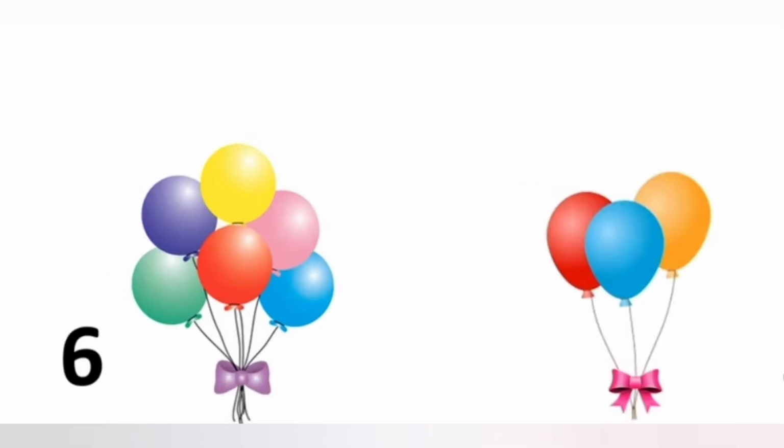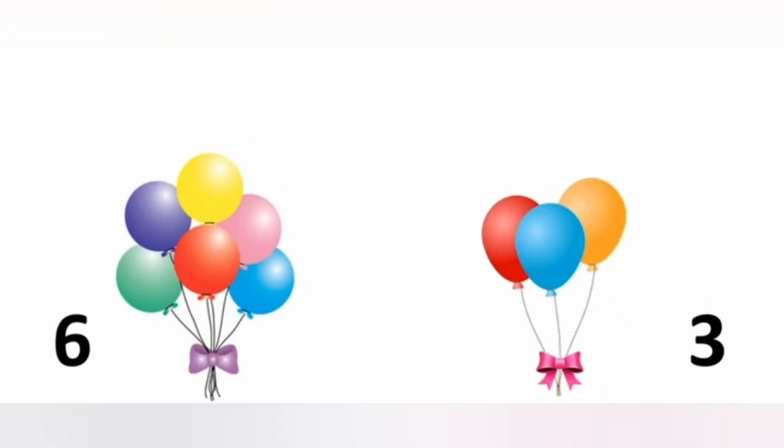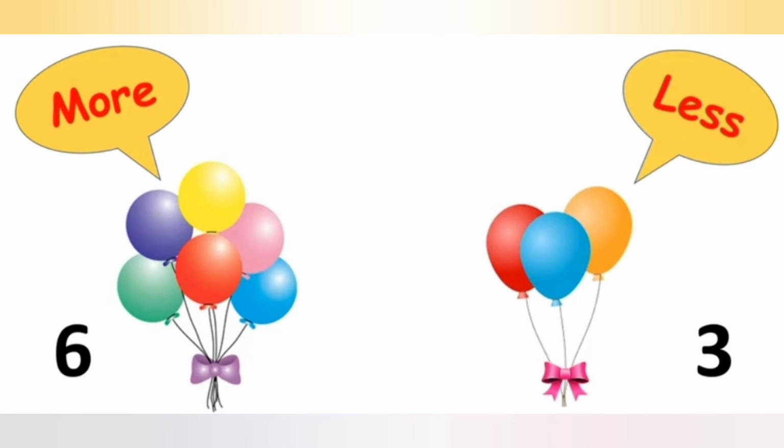Here you can see 2 bunches of balloons in next example. In one bunch, how many balloons are there? Yes, there are 6 balloons. And in second one, yes, there are 3 balloons in second bunch. So 6 is more and 3 is less. 6 balloons are more than 3 balloons.